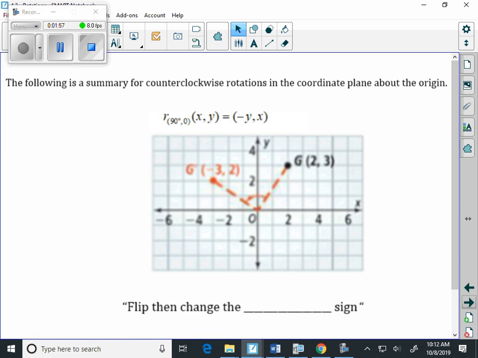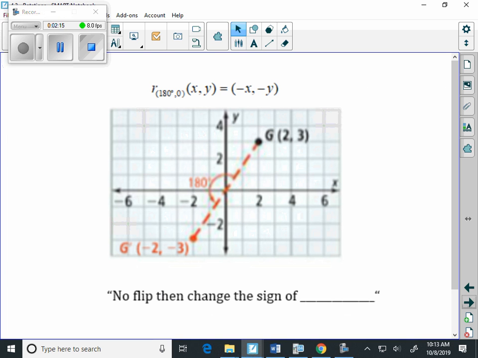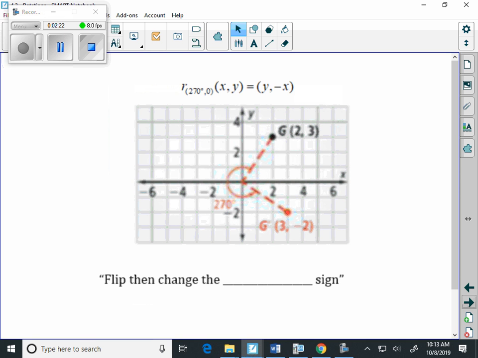So if we're rotating 90 degrees counterclockwise about the origin, a point (x, y) becomes the point (negative y, x). It's really hard to remember. On the next one, we have (negative x, negative y) when we're rotating 180 degrees counterclockwise. And we have (y, negative x) when we're rotating 270 degrees.